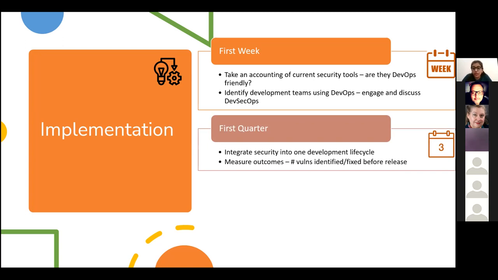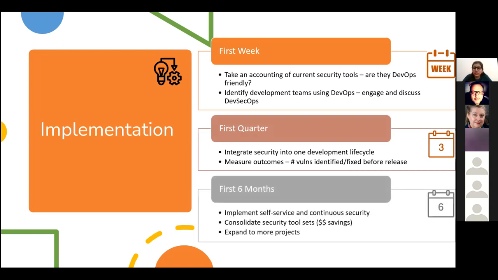For the first quarter, if we are aiming to achieve this, we need to integrate security into any one of the development cycles, at least one. And also measure the outcomes, such as the vulnerabilities that were identified versus the number that was fixed before release. So all kinds of simple metrics that you can use to confirm whether DevSecOps is actually working for you or not. Finally, for the first 6 months, you can implement self-service and continuous security, and consolidate the security toolset.